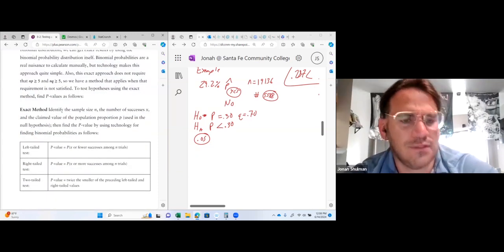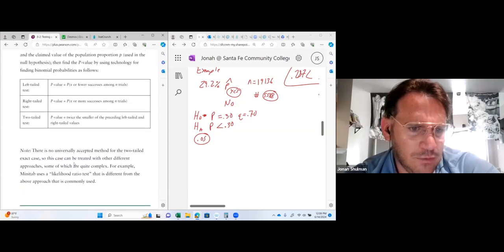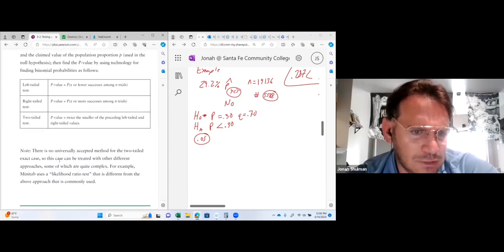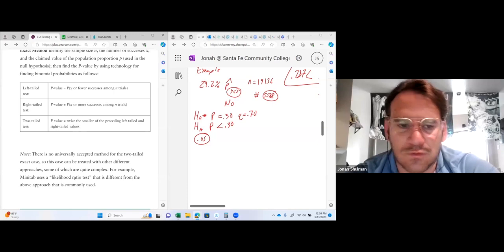All right, so identify the sample size n. x is the number of successes. So for a left-tailed test, the p-value is P(x or fewer). So identify the sample size n, and then find the p-value by using technology to find the binomial probabilities. Note there is no universally accepted method for the two-tailed exact case, so this can be treated with other approaches. Okay, so you can only really do this for left and right-tailed tests.